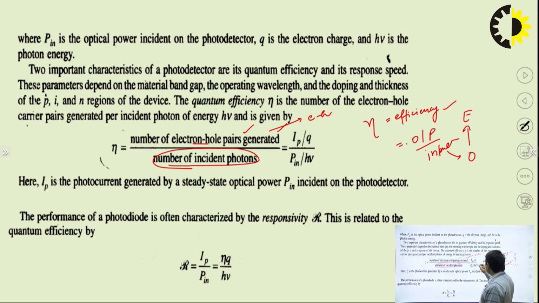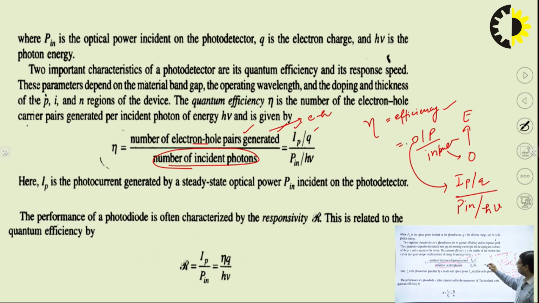The number of electron hole pairs will be the total photocurrent generated divided by the charge on the electron. Then the number of incident photons will be the total incident optical power divided by the power corresponding to one photon. So this is the efficiency of the photodiode or photodetector.